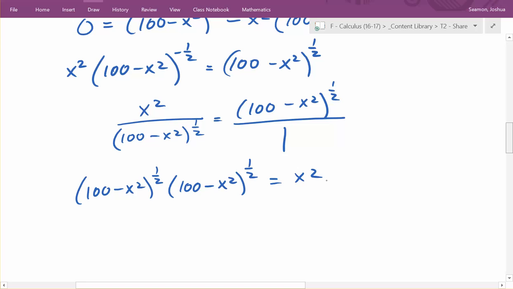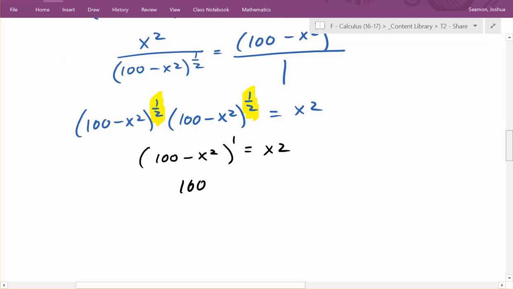Now what can we do with the powers? What can we do with these two powers now? What happens? You add them. Why do you add them? Because they have the same base. So what does the left-hand side become? To the, equals x. Oh, is that a nice power to have? So that's just 100 minus x squared equals x squared, sorry.